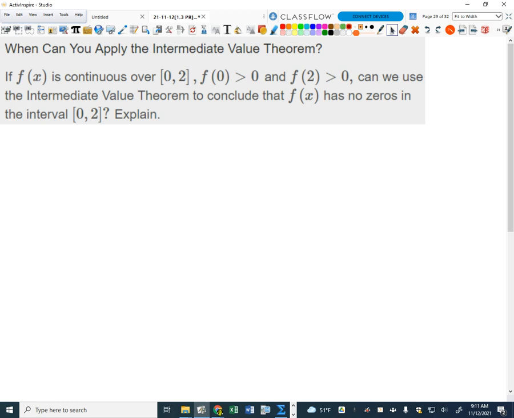So they're telling us it's continuous on the closed interval, and they're telling us that f of 0 is positive and f of 2 is positive. Okay? The question is, can we use IVT to conclude that f of x has no zeros in that closed interval?